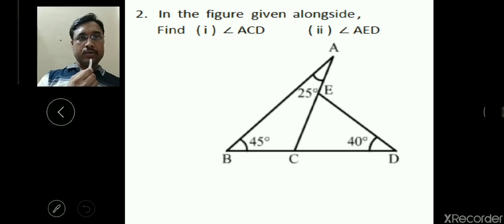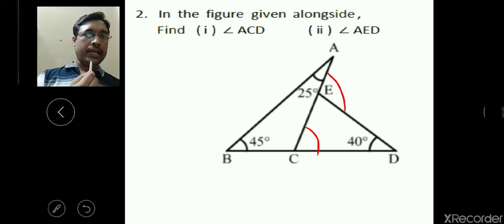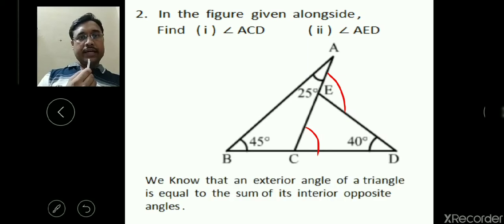Now the next question. See this diagram. In the figure given alongside, find angle ACD and angle AED. This means you have to find these red marked angles, angle ACD and angle AED.